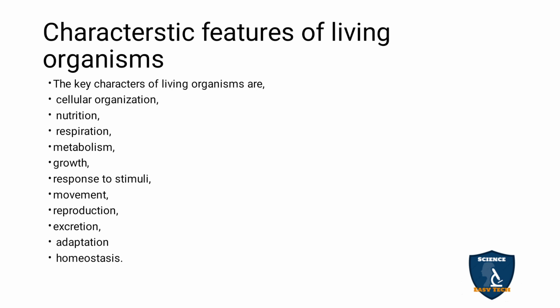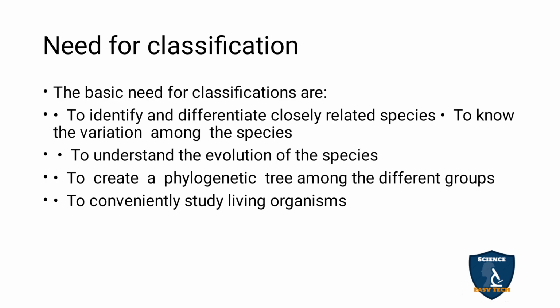Homeostasis means you have to adjust to environmental conditions like weather, temperature and humidity. Your body will adjust according to the environment. That is called maintaining an equilibrium between the environment and the body. That is called homeostasis. So what is the need for classification? Why do you have to classify? Why do you have to divide it?